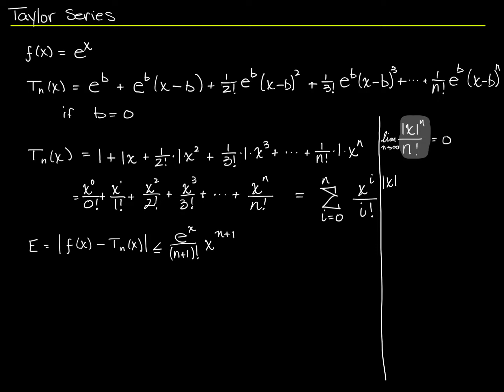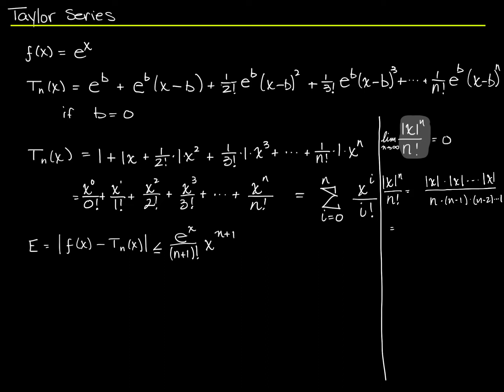The absolute value of x to the power of n over n factorial can be written as, well, the x to the power of n part can be written as x times x n times. And the n factorial part can be written as n times n minus 1 times n minus 2 all the way down to 1.